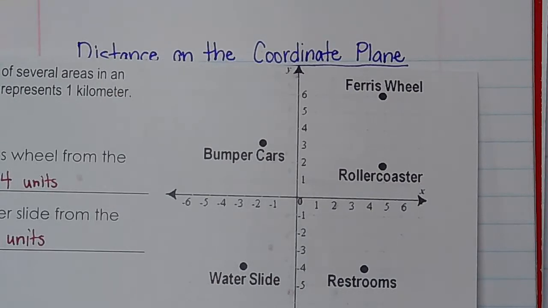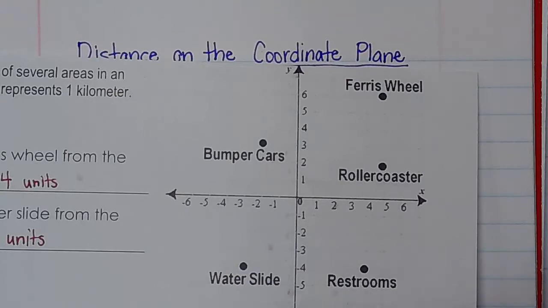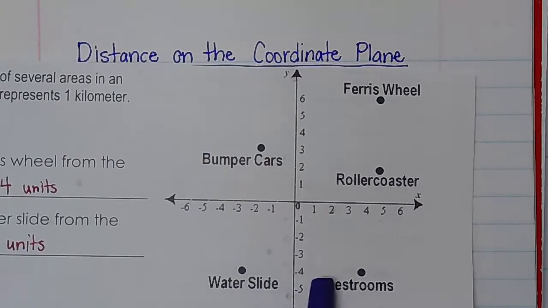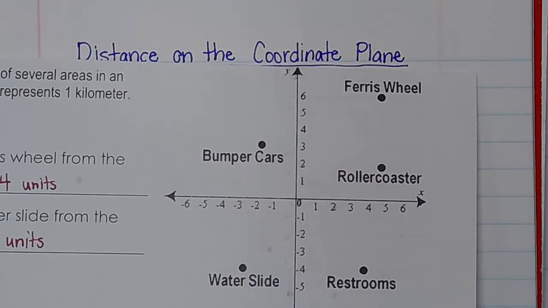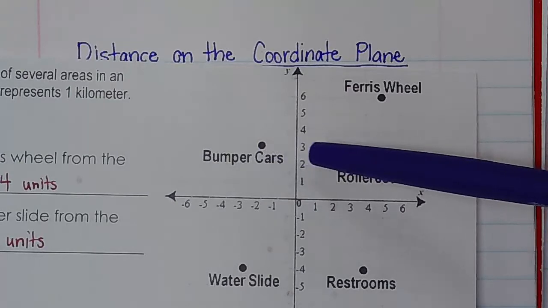But every time they ask you, the points are going to be on the same line. What I mean by that is they're going to be vertical of each other, or they will be side to side. So this is another one that they might ask. Does that make sense? Whereas they wouldn't ask you how far apart are the bumper cars and the roller coaster, because you can tell those are diagonal.